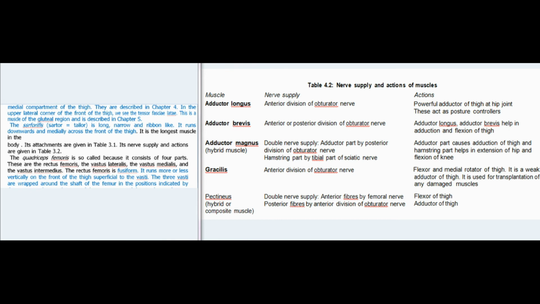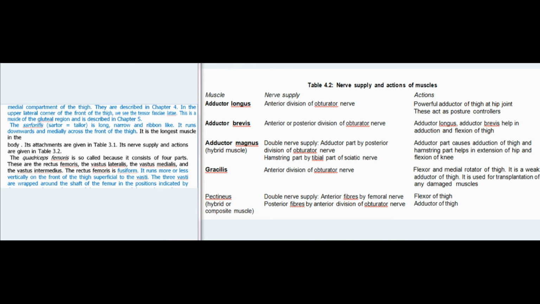In the upper lateral corner of the front of the thigh, we see the tensor fasciae lati. This is a muscle of the gluteal region and is described in Chapter 5. The sartorius, sartor equals tailor, is long, narrow, and ribbon-like. It runs downwards and medially across the front of the thigh. It is the longest muscle in the body. Its attachments are given in Table 3.1. Its nerve supply and actions are given in Table 3.2.